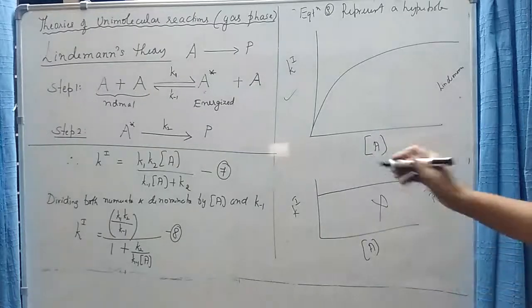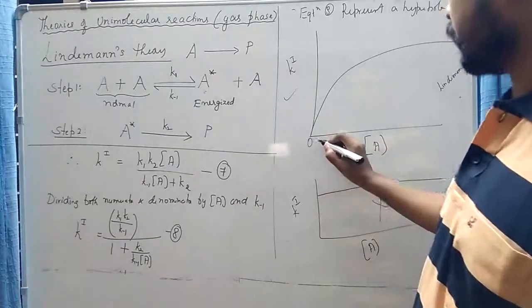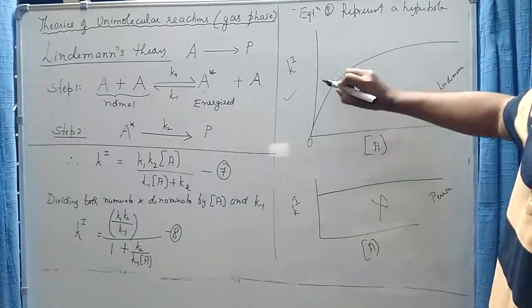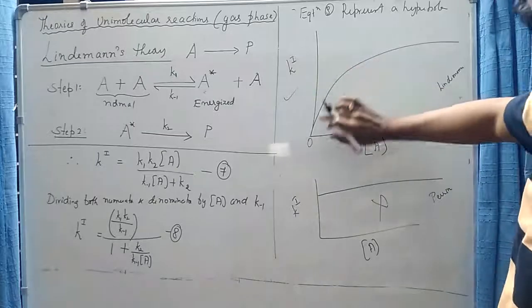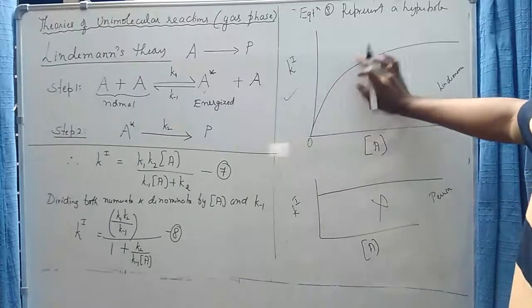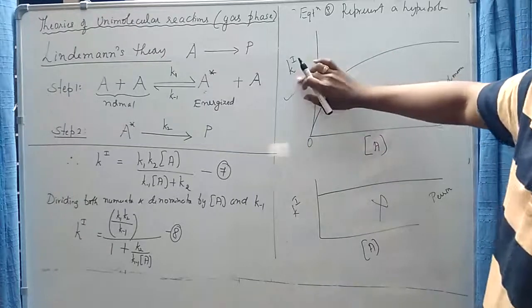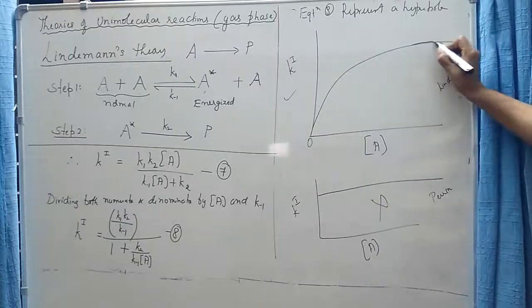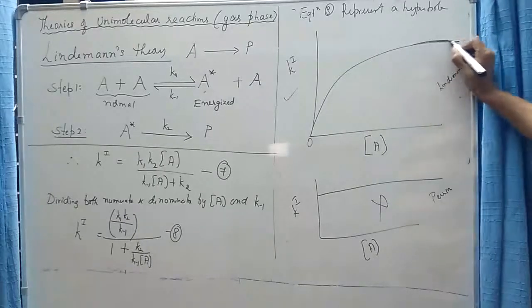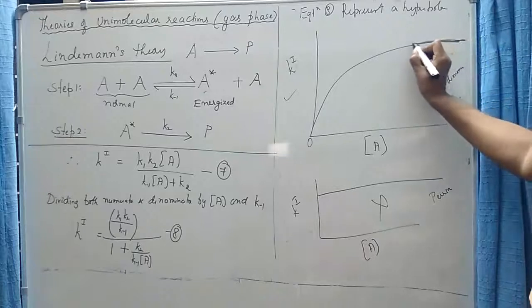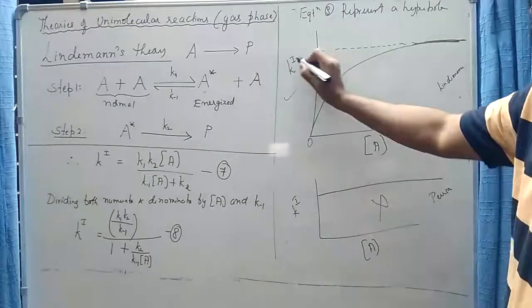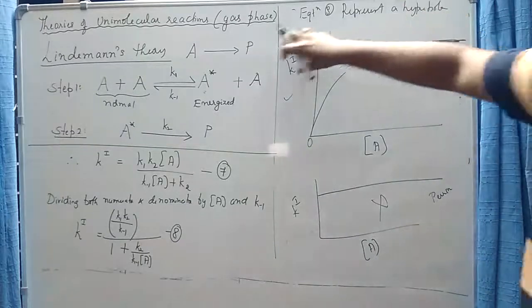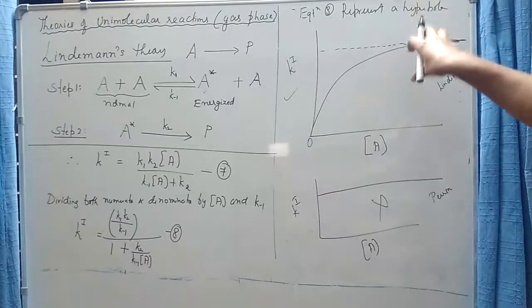What we observe here is that at very low concentration of A, the value of K1 constantly increases. So it is not a constant, and this cannot represent a first order region. But as the value of A increases sufficiently, K1 reaches a saturated, maximum value. In this region the value of K1 is almost a constant. So at very high concentration, K1 appears as a constant.